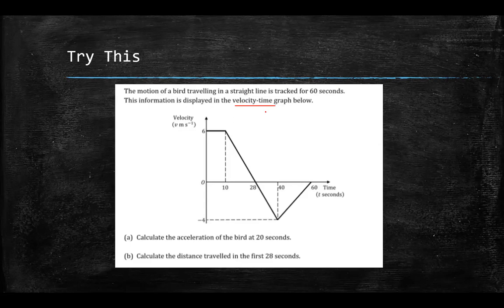So if they want me to find the distance traveled, I know that I'm finding some type of area. The problem is, what area am I trying to find? What's the shape of the thing? Calculate the distance traveled in the first 28 seconds. First 28 seconds.